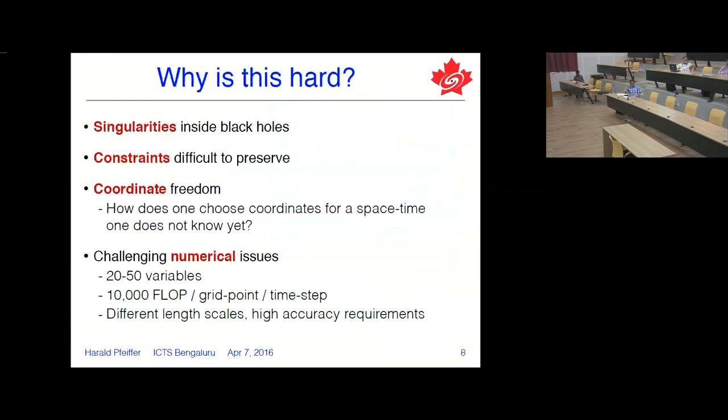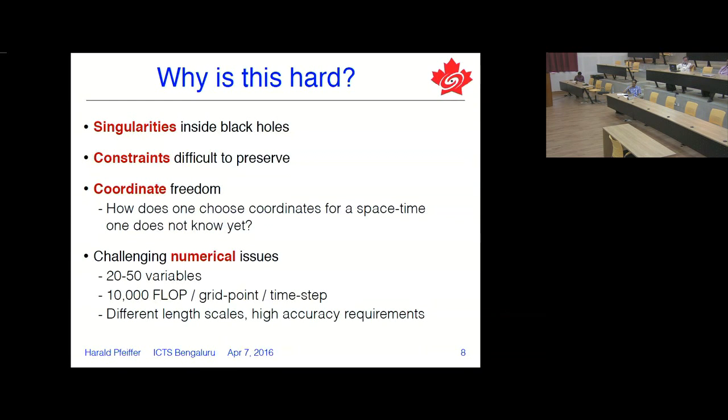Slide 8 lists a few of the difficulties of why numerical relativity is a difficult problem. There are singularities inside the black holes, which one has to deal with and get the computers to solve. The constraints, the equivalent of the divergence equations of E and B, turned out to be quite difficult to preserve in an evolution. And for many decades, constraints would increase extremely rapidly during a numerical evolution, rendering the system physically meaningless way too quickly.